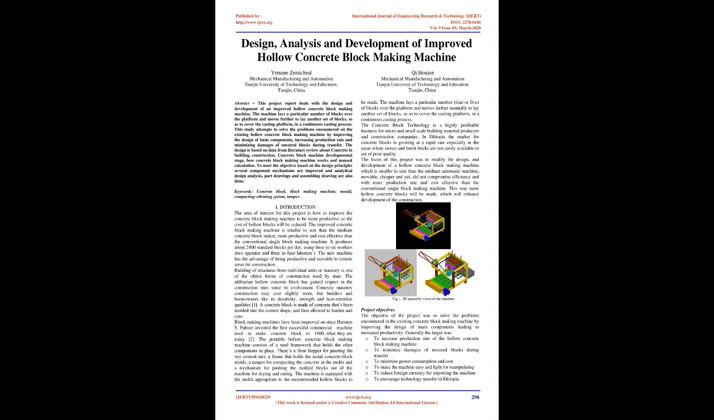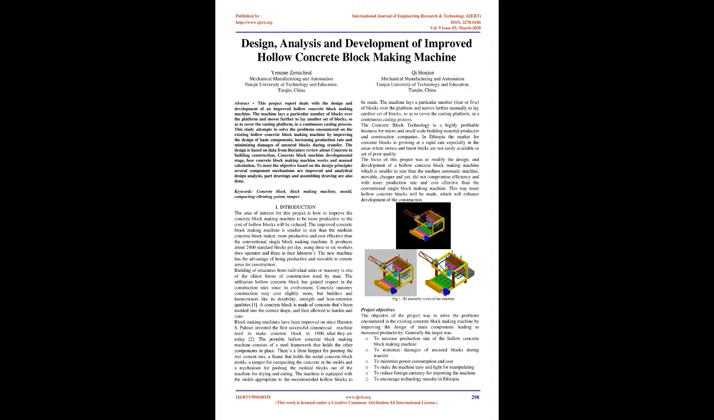The portable hollow concrete block making machine consists of a steel framework that holds the other components in place. There's a front hopper for pouring wet cement mix, a frame that holds the metal concrete block molds, a tamper for compacting the concrete in the molds, and a mechanism for pushing the molded blocks out for drying and curing. The machine is equipped with molds appropriate to the recommended hollow blocks to be made. The machine lays a particular number, 4 or 5, of blocks over the platform and moves further manually to lay another set of blocks, so as to cover the casting platform, in a continuous casting process.